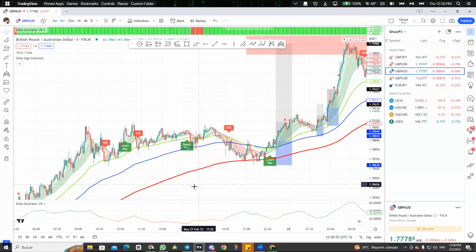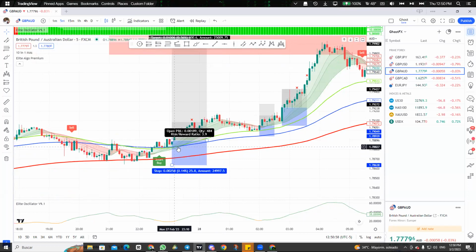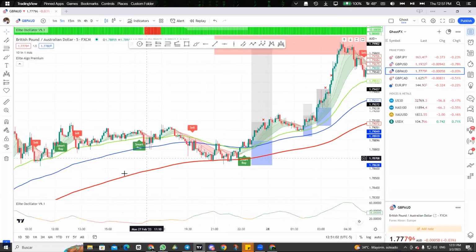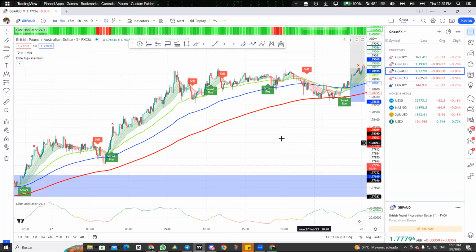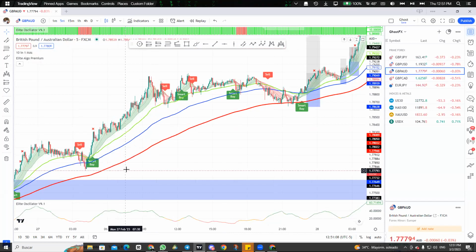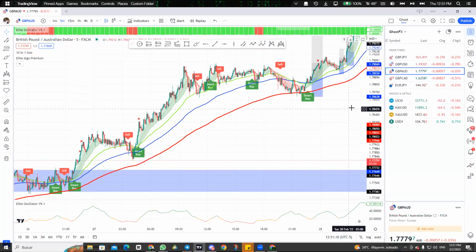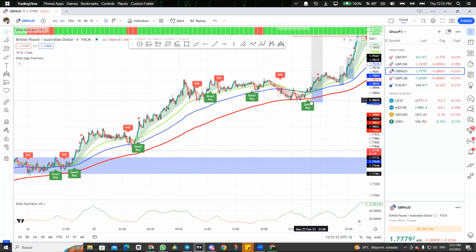But to enter, this was a good entry because it was barely crossing to the upside. And we already had the red line on bottom. And we already know that we are in an uptrend. And here also one will be activated. Exactly. You had a good trade here. It's constant.